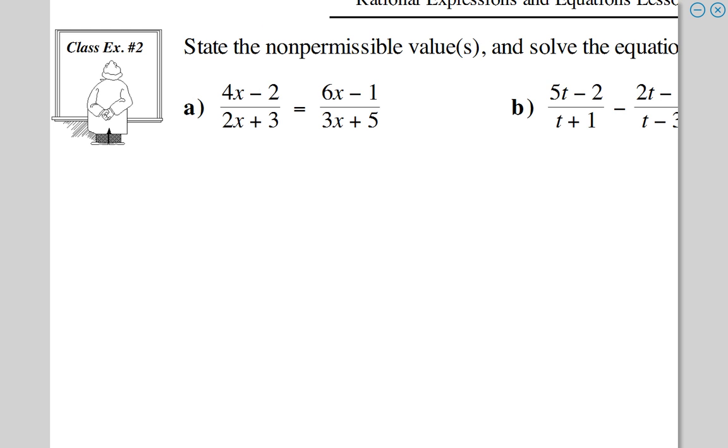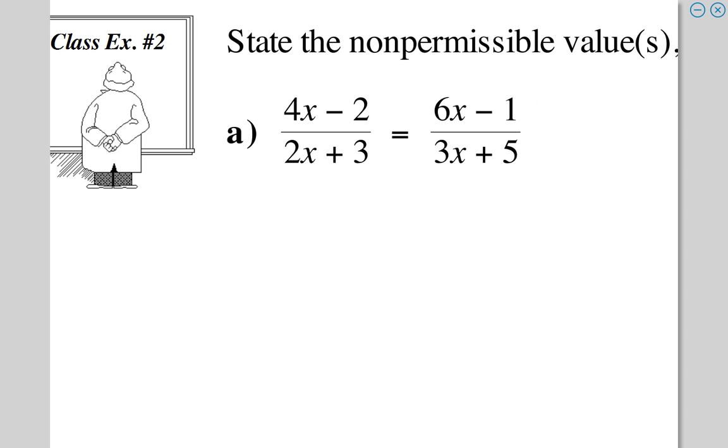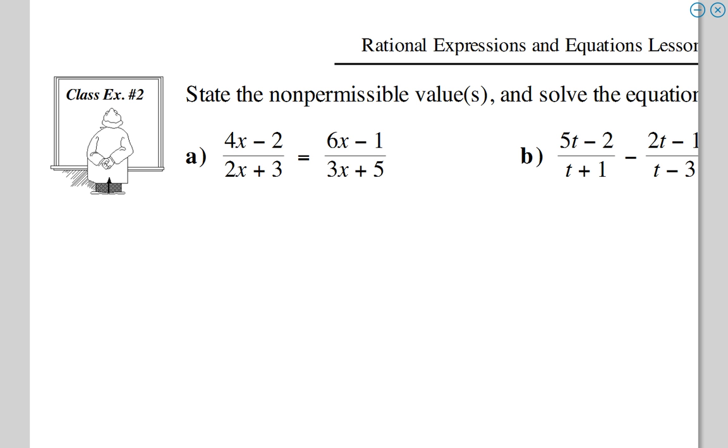Okay, when you look at the class example 2a, what do you see? Is it like number 1 or number 2 in those steps? Why is it like number 1? There are no extra terms, right? It's one term equals one term. So in this case, you can cross multiply.